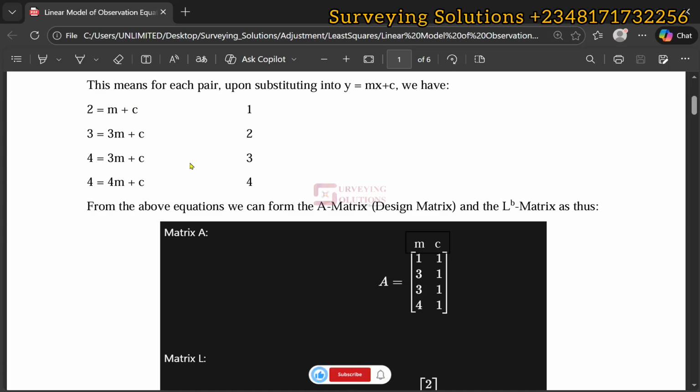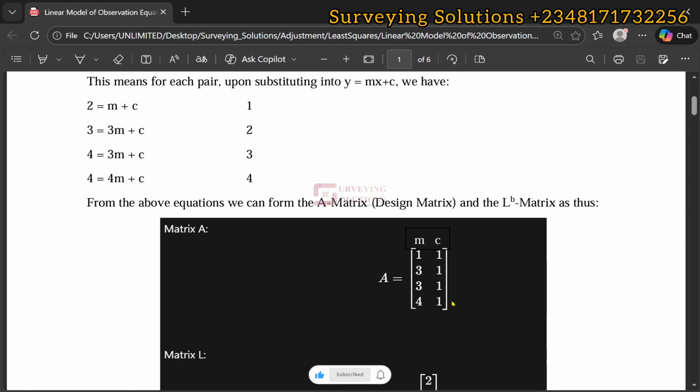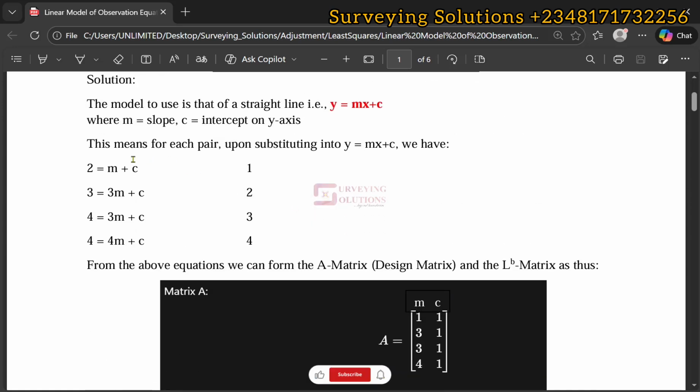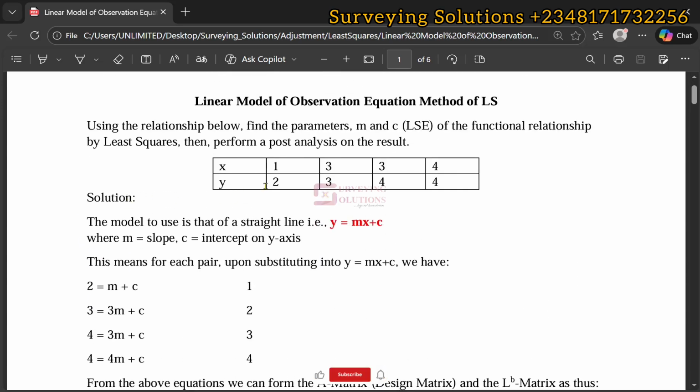In equation 2, the coefficient of m is 3 and that of c is 1, that's why you see 3 and 1. The coefficient of m on the third equation is 3 and that of c is 1. The coefficient of m on equation 4 is 4 and that of c is 1, that's why you see 4 and 1. Then the observations on the left-hand side represent our y values.